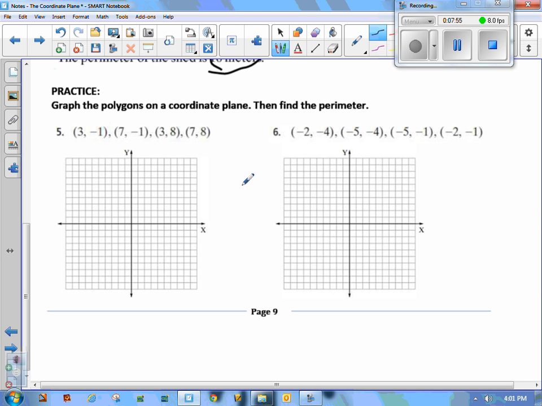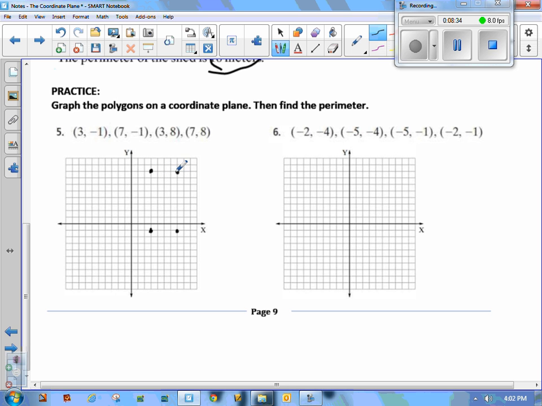rectangle that we draw. So here on number 5, I have (3, -1). So (3, -1) is going to go over right 3, 1, 2, 3, and down 1. Then I have (7, -1). So 1, 2, 3, 4, 5, 6, 7, and then down 1. (3, 8). So here's 3, but this one's a positive, so I'm going to go up. 1, 2, 3, 4, 5, 6, 7, 8. And then we have (7, 8). And then you connect your dots.